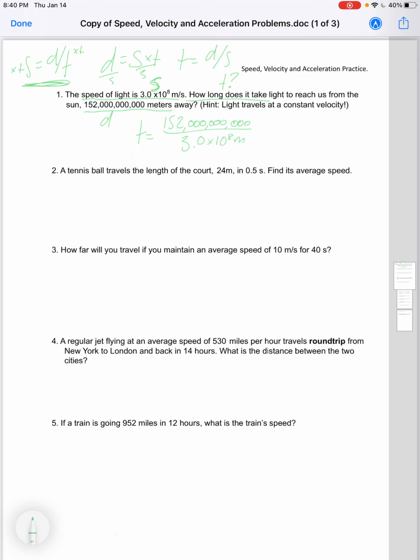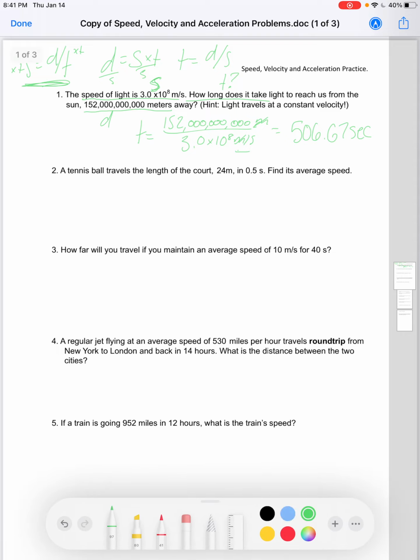Times 10 to the 8th meters per second, and this is in meters. Don't forget your units. Okay, so we have meters on the top and we're dividing by meters per second on the bottom, so the meters are going to cancel each other out. So I'm going to end up with 506.67 seconds.